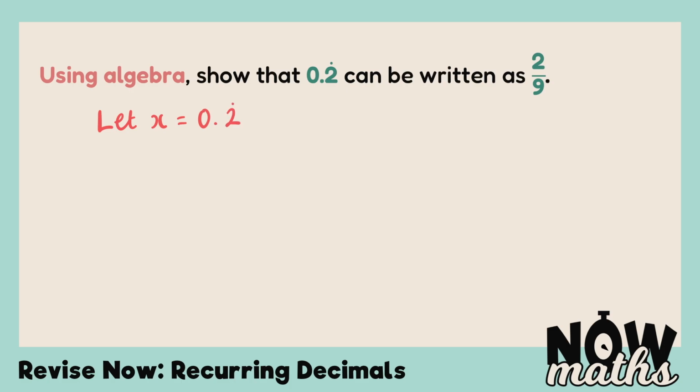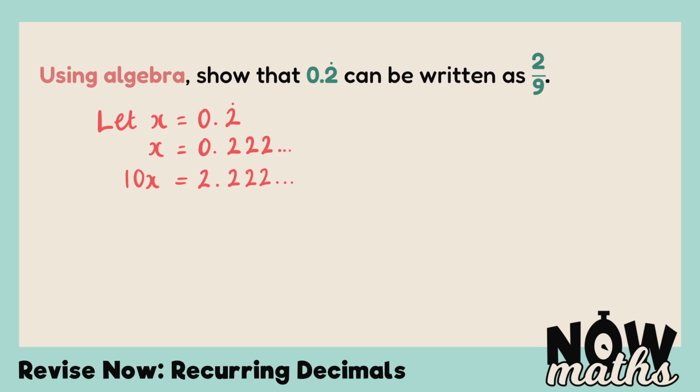And you might choose to write this as x equals 0.222, just so you can get a feel for what the decimal looks like. Now to turn this into a fraction, we need to try and eliminate the decimal. So we multiply by 10. So x multiplied by 10 is 10x. And 0.2 recurring multiplied by 10, all of the digits shift to the left one place, so we get 2.2 recurring.